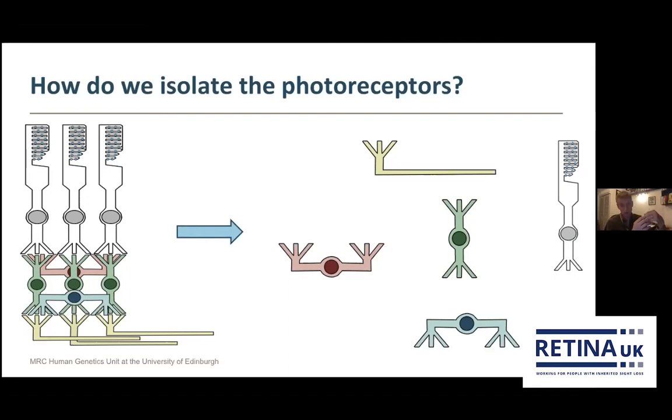But one of the drawbacks is that the depth at which the RNA transcripts can be read is pretty shallow compared to old-fashioned bulk RNA sequencing. So what we would love to do is to isolate the photoreceptors themselves and do bulk RNA sequencing on them, and therefore get a much deeper read and a much better understanding of the fluctuations in RNA, and therefore the fluctuations in protein, in our photoreceptors as they start to die.